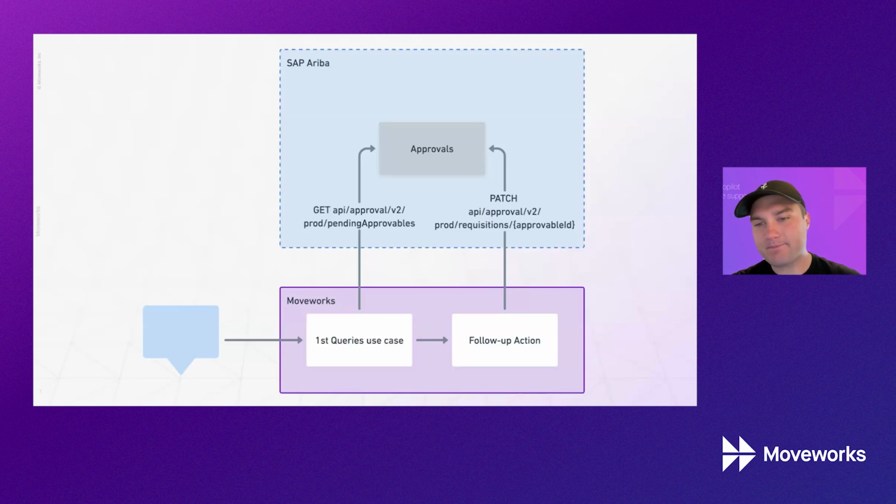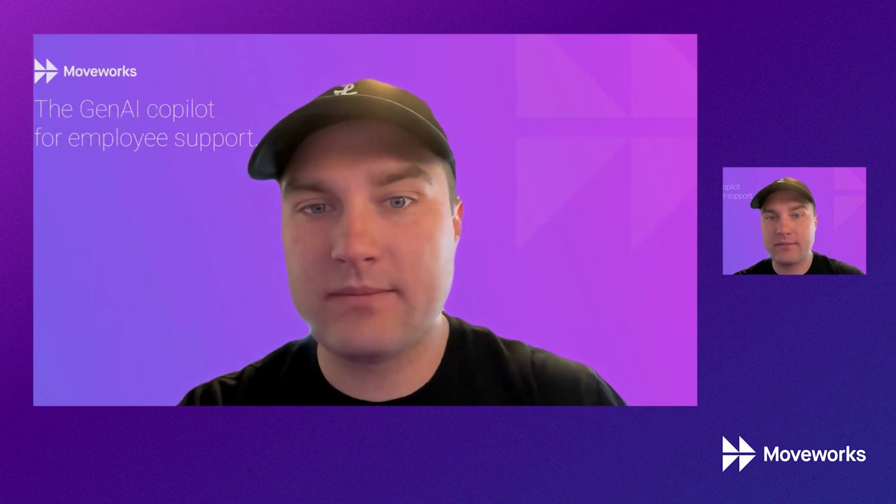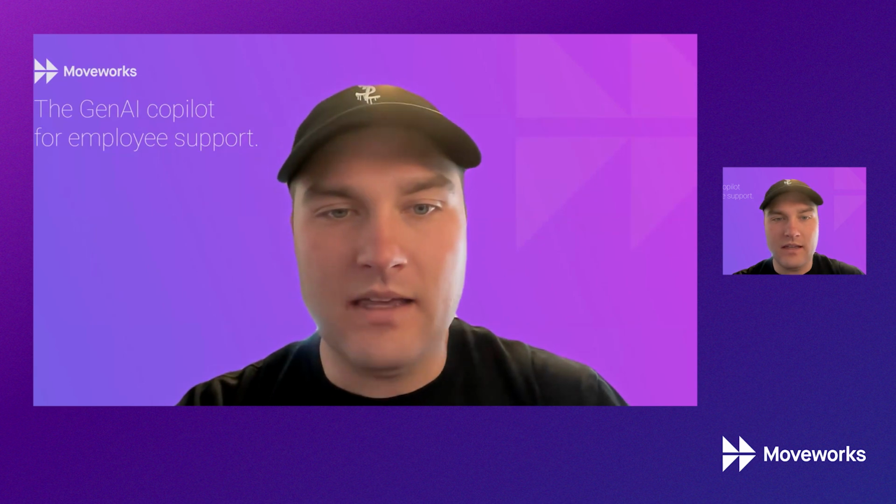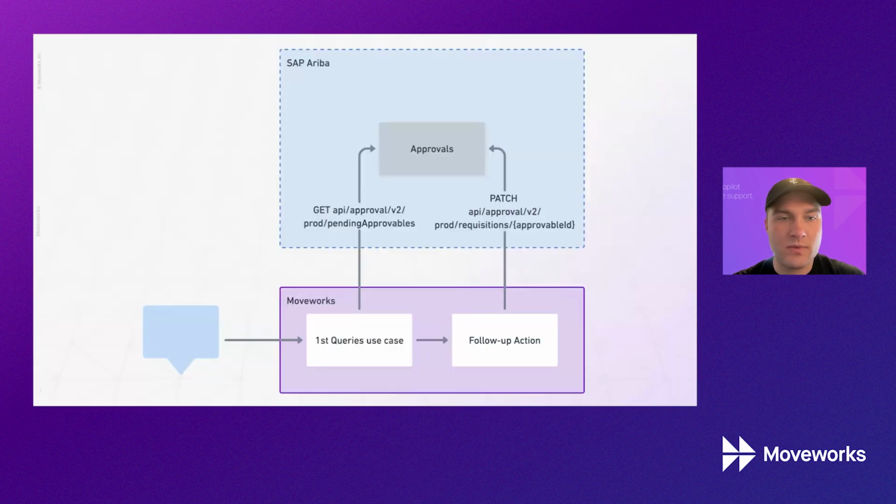Alternatively, and this is what I would probably recommend, would be building a follow-up action using query triggered paths that calls this API for requisitions, in this case, for requisition approval, passes the approvable ID, and it's a PATCH API call. So let's take a look at what that looks like very briefly in Postman. I'll stop sharing, and I will navigate to Postman.